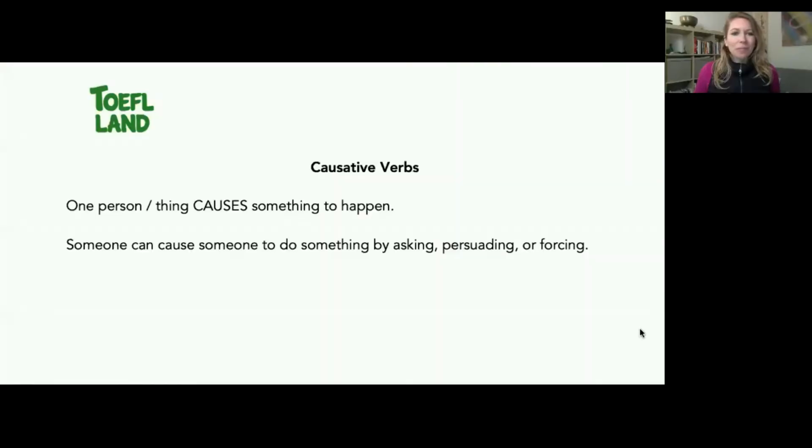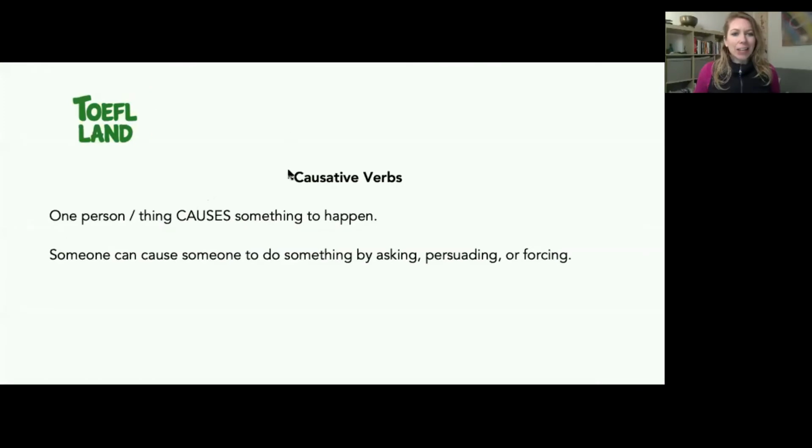We are going to talk about causative verbs. If you make someone do something, you're actually causing them to do something, right? So that's the whole point of causative verbs. It's someone or something that causes a certain outcome to take place. This comes up a lot in TOEFL writing. I'm going to share my screen with you and let's take a look.